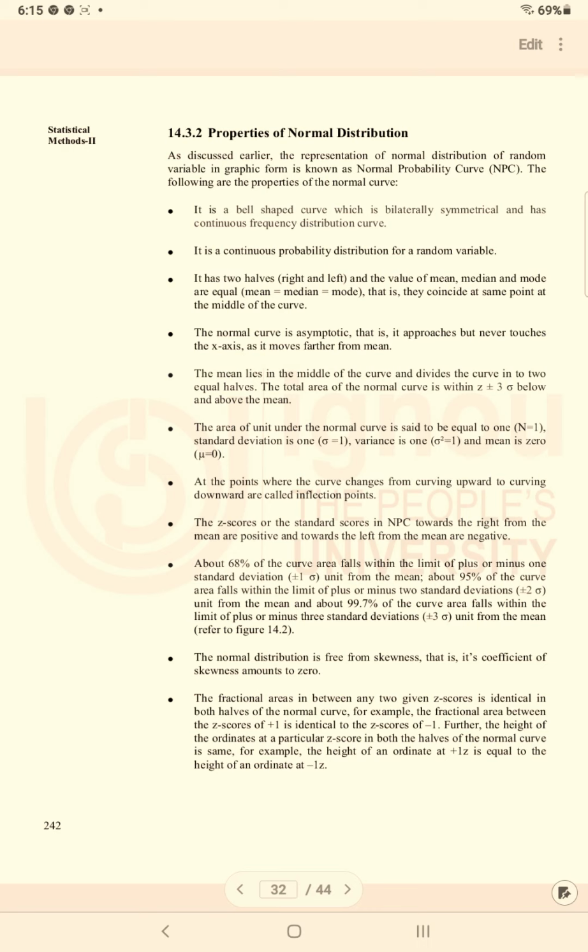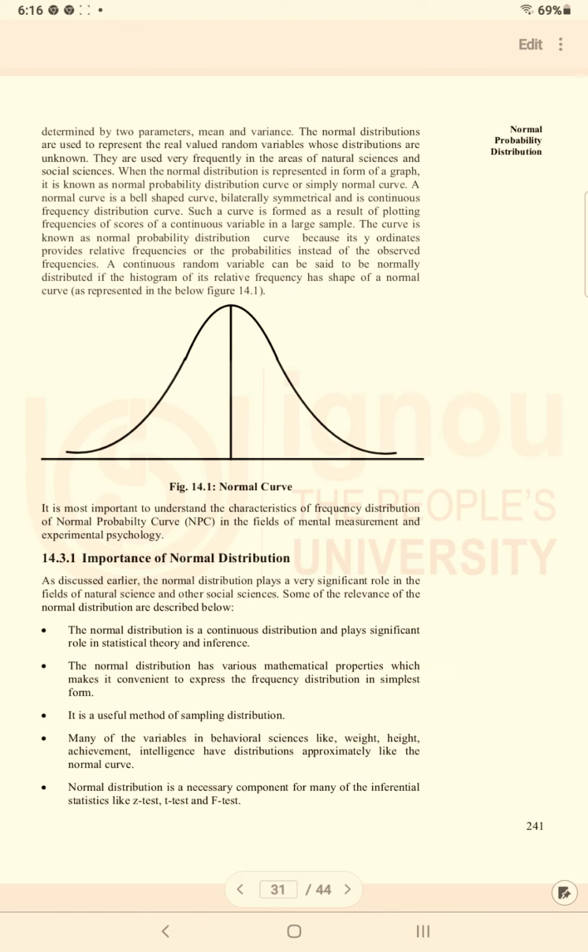It has two halves, right and left, and the values of mean, median and mode are equal. Mean equals median equals mode. That is, they coincide at the same point at the middle of the curve. The normal curve is asymptotic, that is, it approaches but never touches the x-axis as it moves farther from the mean. The mean lies in the middle of the curve and divides the curve into two equal halves.